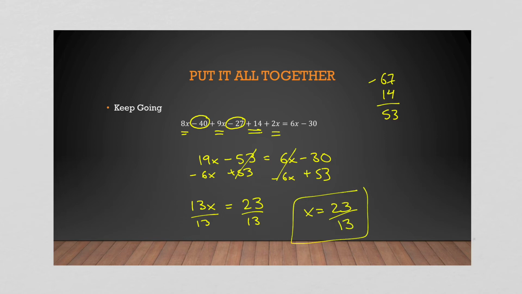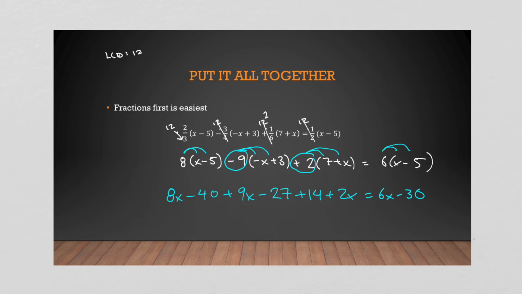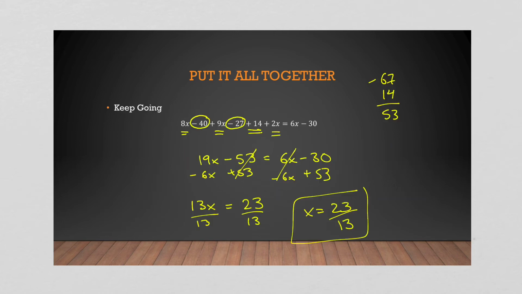A lot happening there, right? We started all the way back here. Fractions first, then brackets, then we grouped, then we isolated. So if you look at it that way, it's just a whole bunch of small steps fit together. Okay, we're going to do another one.